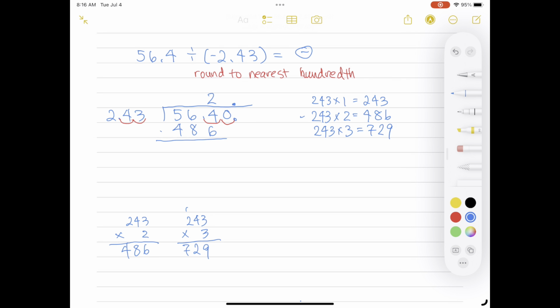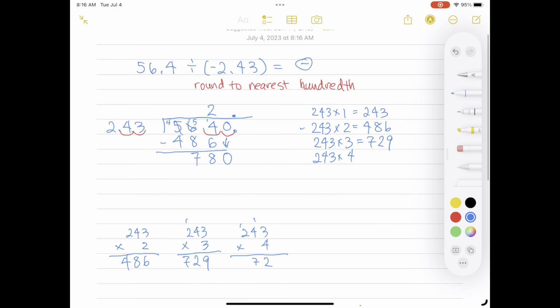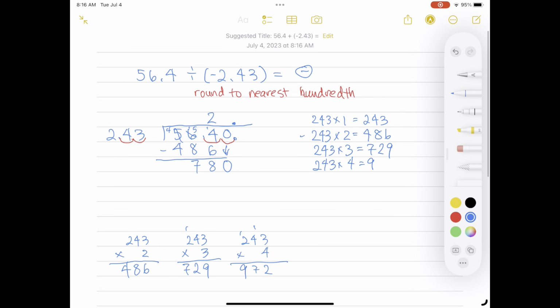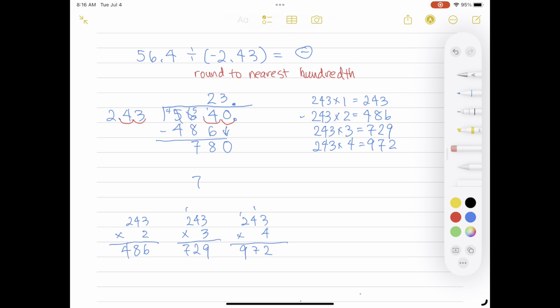2 times 243 equals 486, and you subtract 564 minus 486, and you get 78. Now you bring down the 0, so it's 780 divided by 243. So I will write up another multiple, and I can see that 243 goes into 780 three times, and I write 3 next to the 2 on the quotient line. 3 times 243 is 729. Write that underneath, 780.